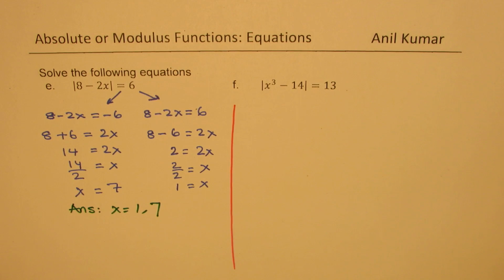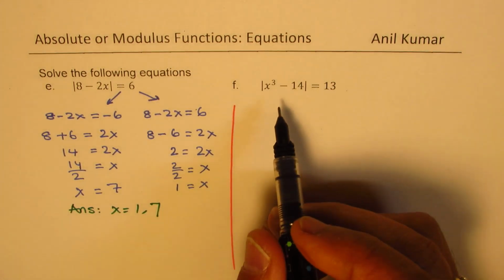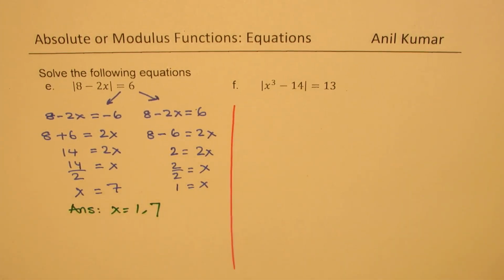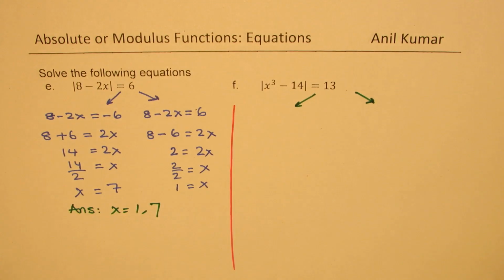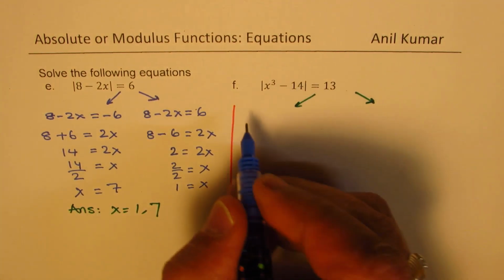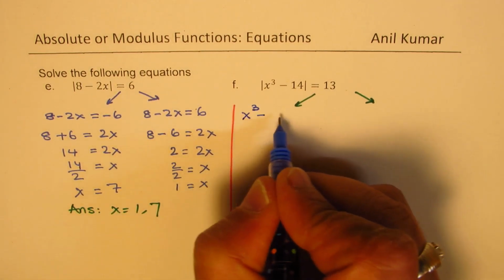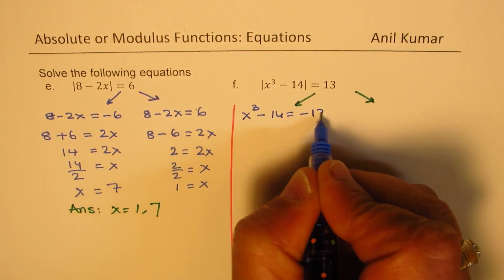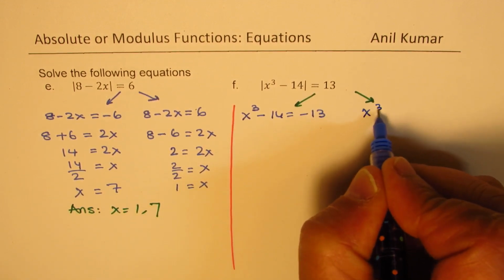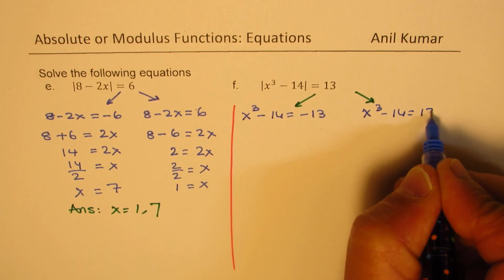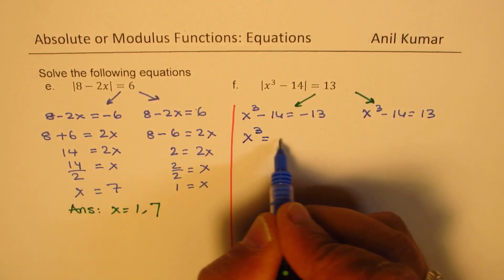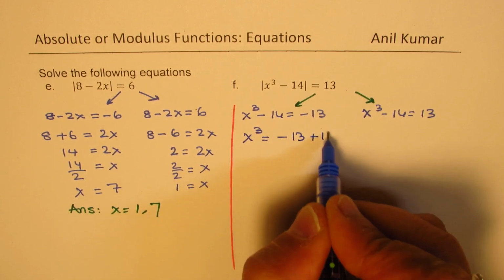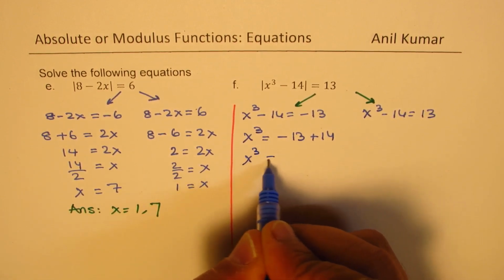Now we have a cubic equation. Once again, this cubic equation can be split into two to solve, correct? So we'll again solve two equations. One of these equations will be x cubed minus 14 equals minus 13. The other will be x cubed minus 14 equals plus 13. So taking 14 to this side, we get x cubed equals minus 13 plus 14. So we have x cubed equal to 1.